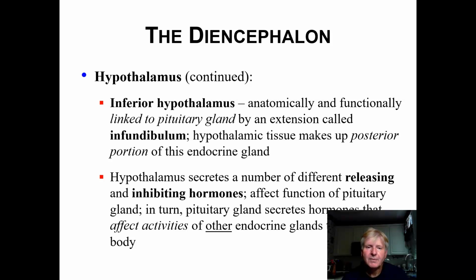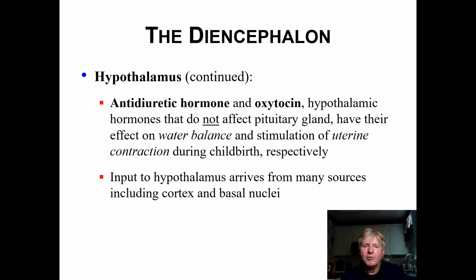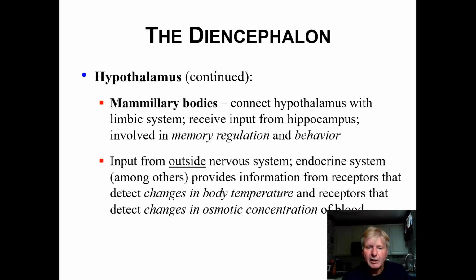throughout the body. The two hormones made also in the hypothalamus are antidiuretic hormone, usually abbreviated ADH, and oxytocin. These are hypothalamic hormones that do not affect the pituitary gland, but they have their effect on water balance and stimulation of uterine contraction during childbirth. Input to the hypothalamus arrives from many sources, including the cortex and the basal nuclei.